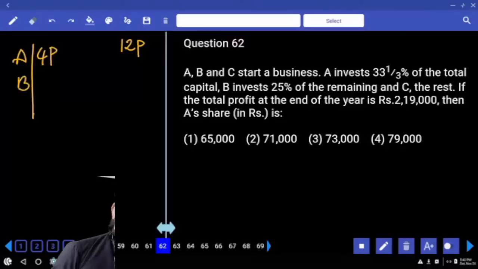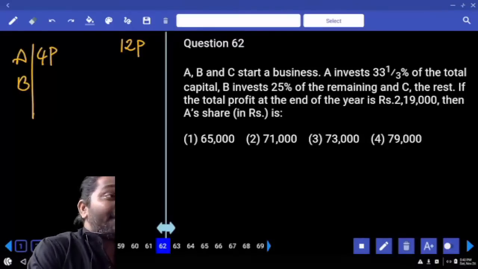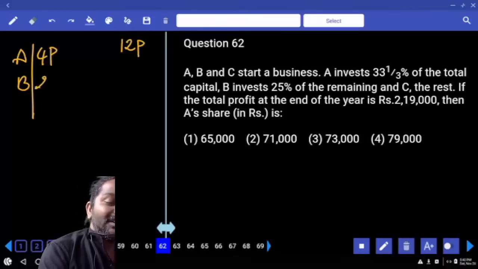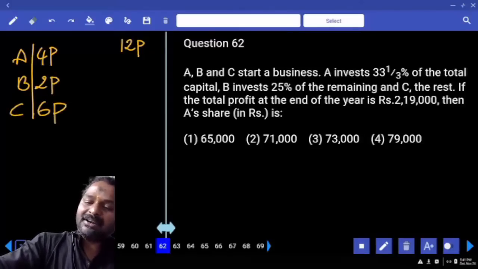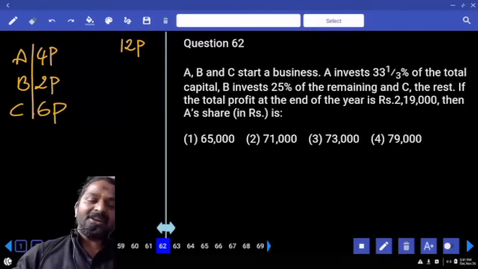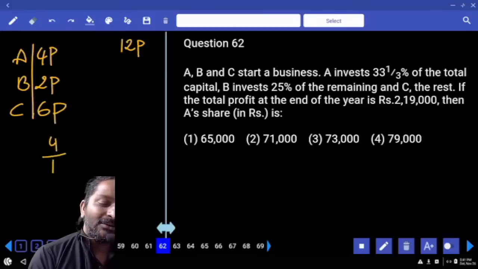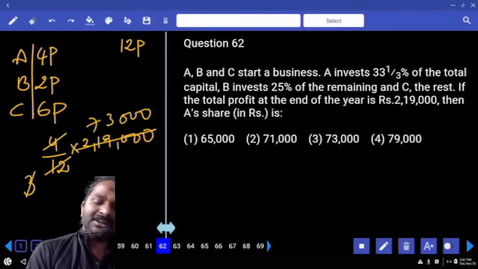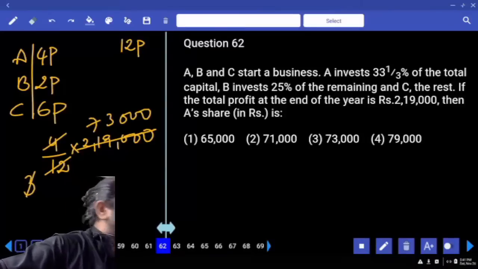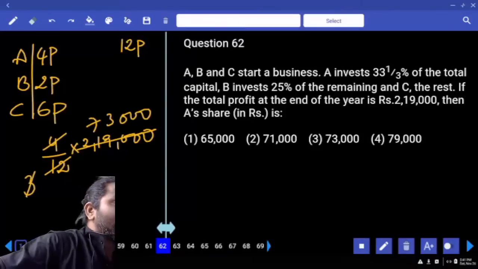B will invest 25% of the remaining. How much is remaining? 8 parts. 25%? 2 parts. How much is the remaining? 6 parts. That will be invested by C. If the profit at the end of the year is 2,19,000, then share of A is 4 upon 12 among 2,19,000 only. 4 3 times 73,000. 73,000, third option.